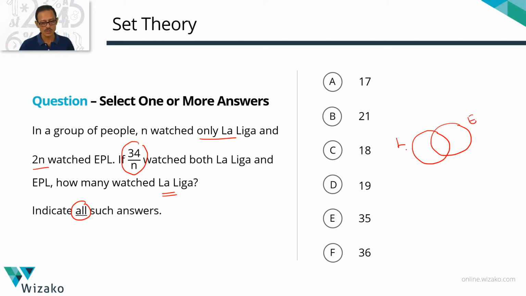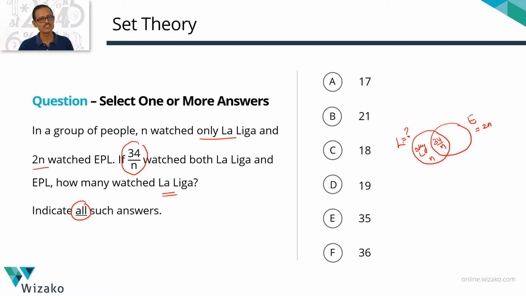So how many people watched La Liga? That's what we'll have to find out. We'll have to find the answer for L equals how much. What is given in terms of variables? People who watched only La Liga, this is only La Liga. This is given to us. N people watched only La Liga. Number of people who watched EPL, this is equal to 2N. This entire set is equal to 2N. And those who watched both La Liga and EPL, this intersection part is equal to 34 upon N.